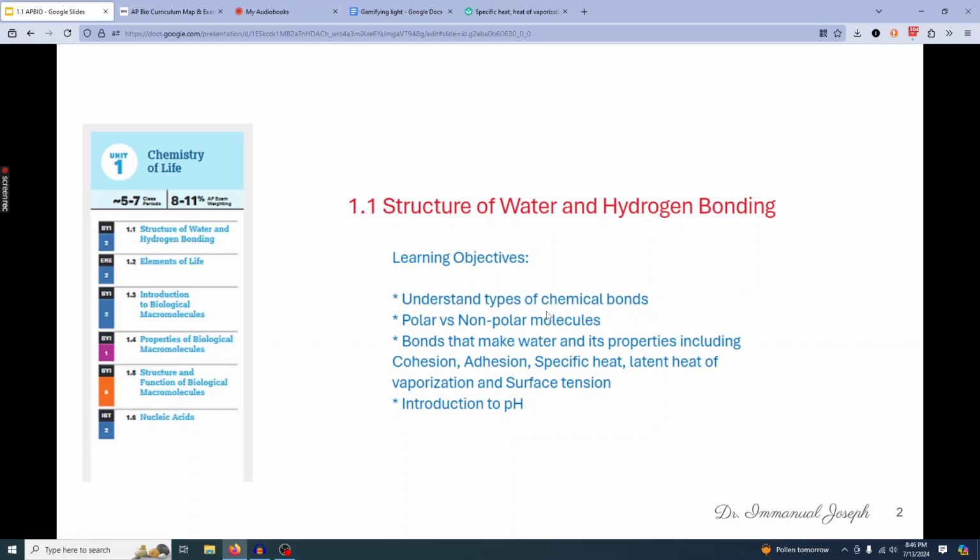So the learning objectives for this chapter: we are going to start looking at different types of chemical bonds, and we'll also look at polar versus non-polar molecules. We will look at the chemical bonds that make water, and how the different chemical bonds in water contribute to its properties, including cohesion, adhesion, specific heat, latent heat of vaporization, and surface tension. And finally, we'll look briefly at pH, because this is an important concept that will keep showing up throughout your course.